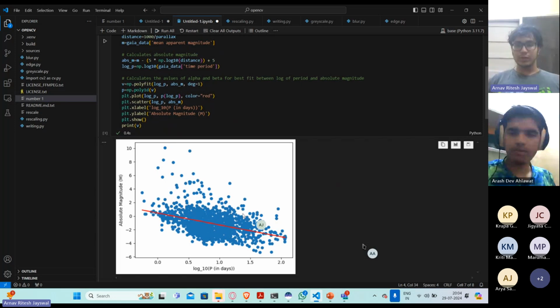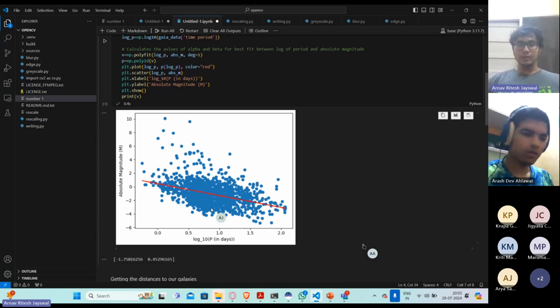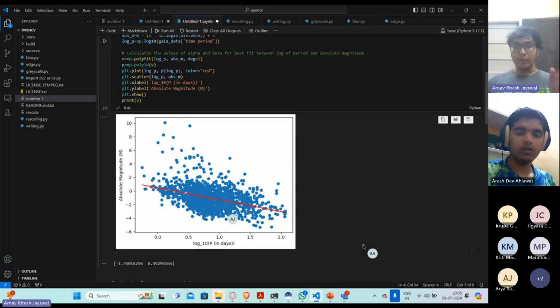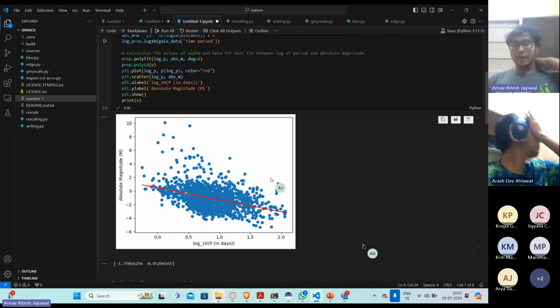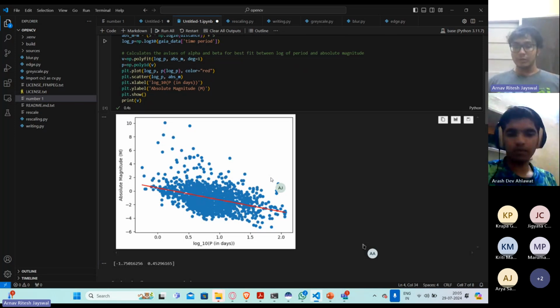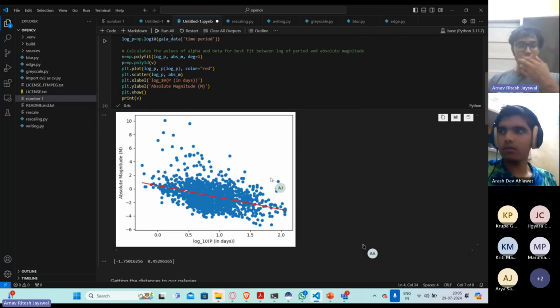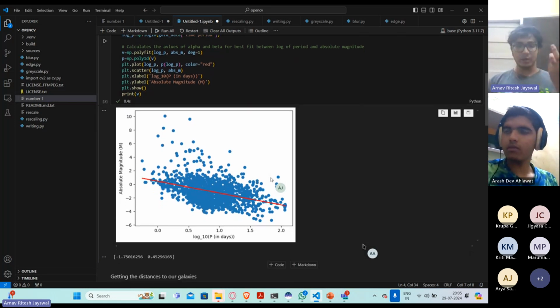So I made a best fitting line, and afterwards the code has given the values of alpha and beta as minus 1.75 and 0.45, which we will take. So basically, now that we have alpha and beta, we can find out the big M of basically any star whose time period we know, so we'll be able to find out the distance. We'll be able to find out the actual magnitude of any star we want.